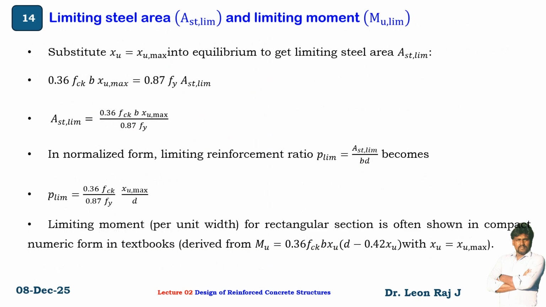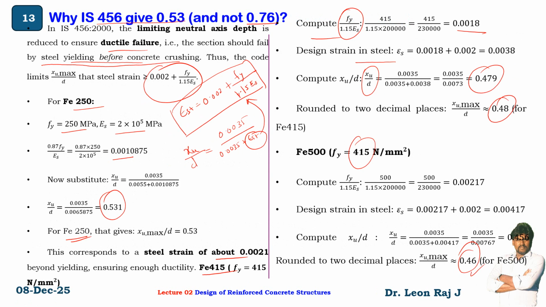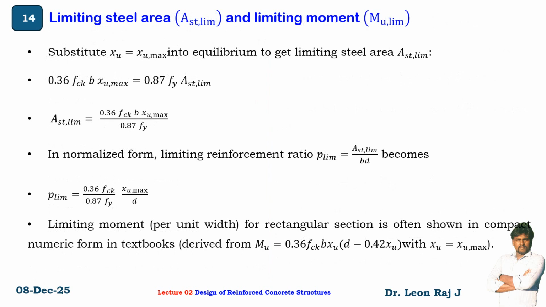Now for Fe500, sorry, this is 500. So for Fe415, the Xu max by D value is equal to 0.48, and for Fe500 the Xu max by D value is equal to 0.46. So these are the code specified Xu max by D values.